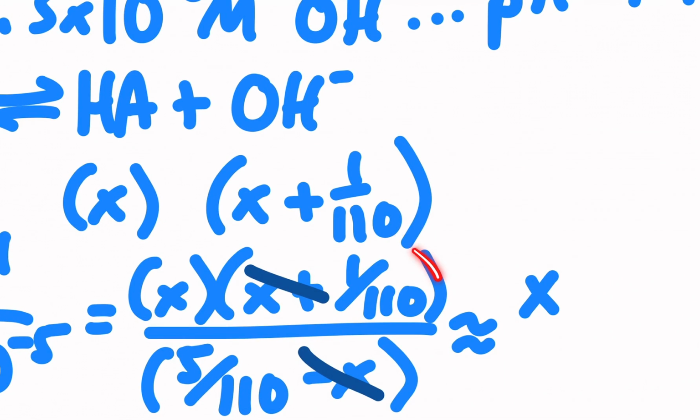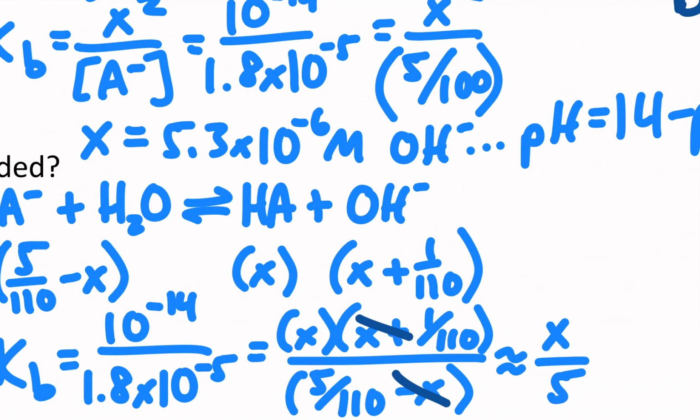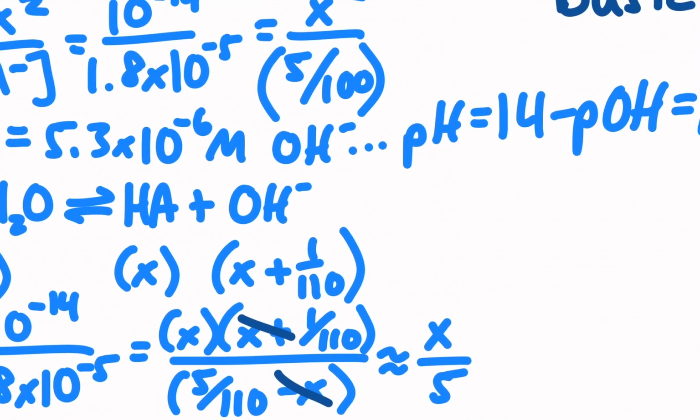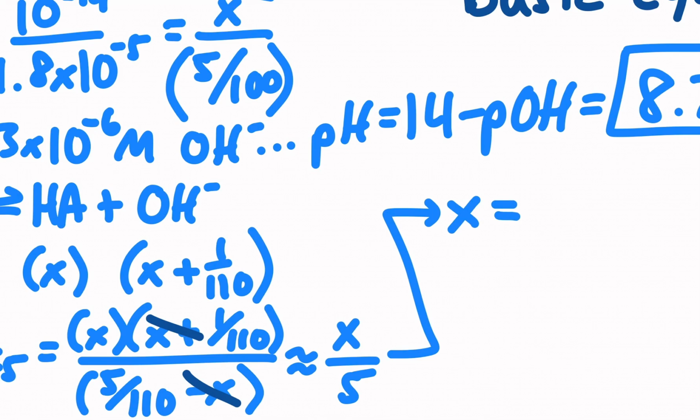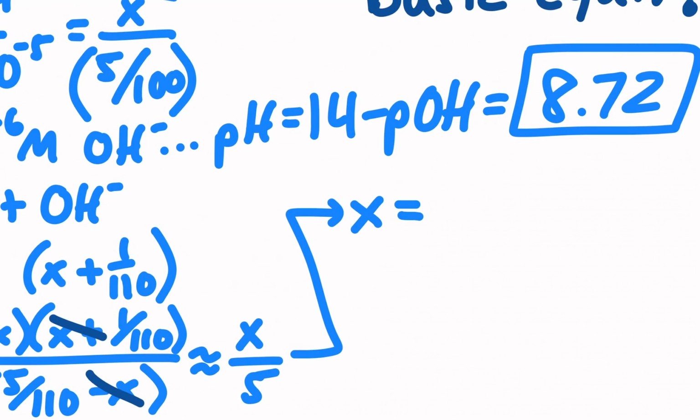And then if you look at it, it's 1 over 110 divided by 5 over 110. This just becomes X over 5. This whole thing simplifies down to just X over 5. So I can solve that very quickly as a linear equation. X turns out to be 2.8 times 10 to the negative 9.